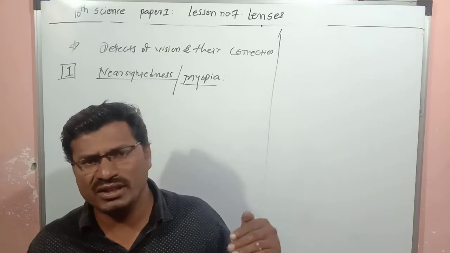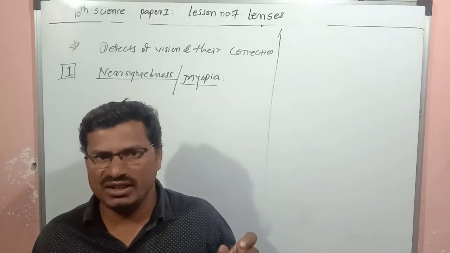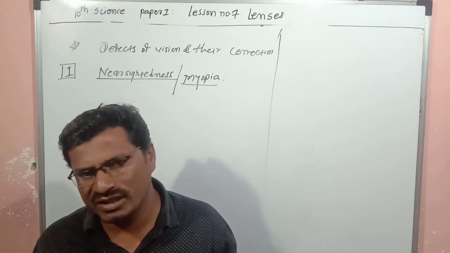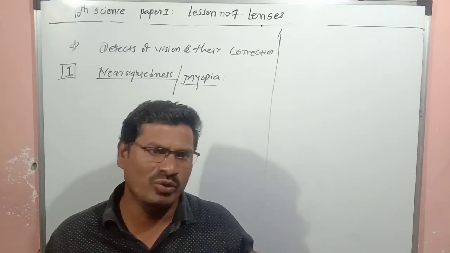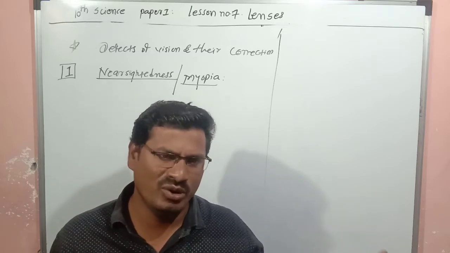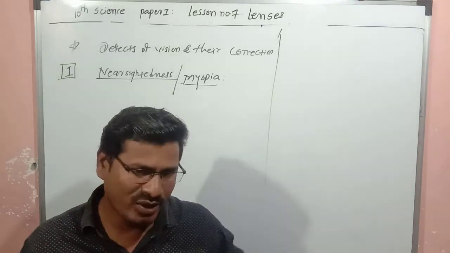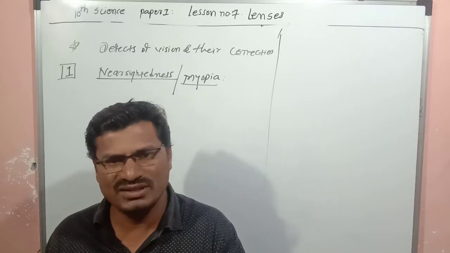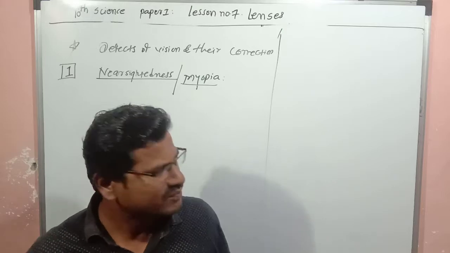First one is, nearby objects can be seen clearly. In the nearsightedness defect, nearby objects are seen clearly, but distant objects, very far away objects, cannot be seen clearly. So nearby objects can be seen clearly, but far away objects cannot. This is this type of defect.